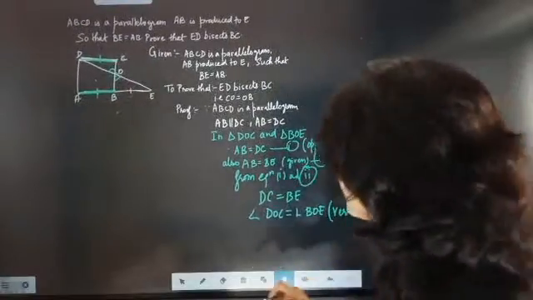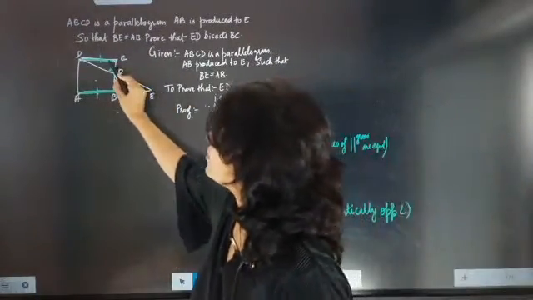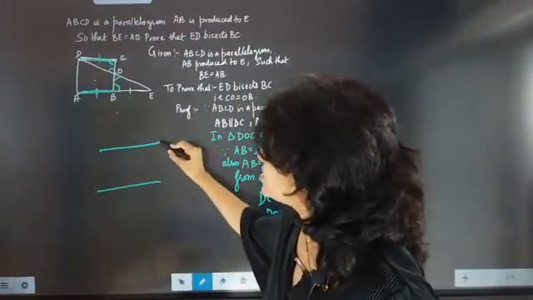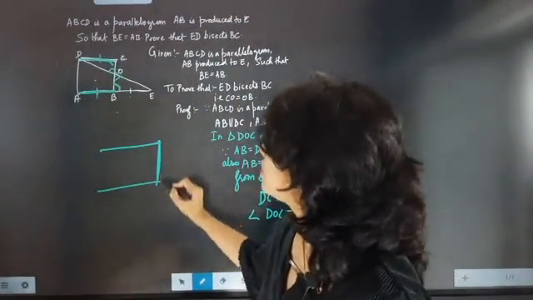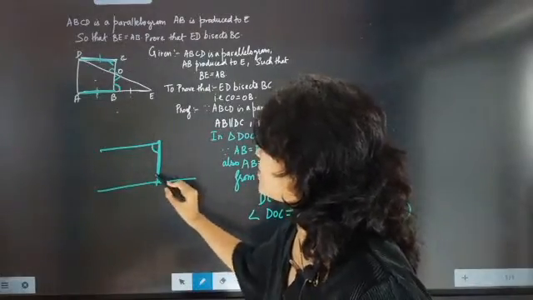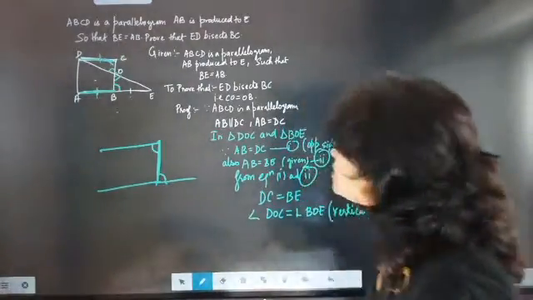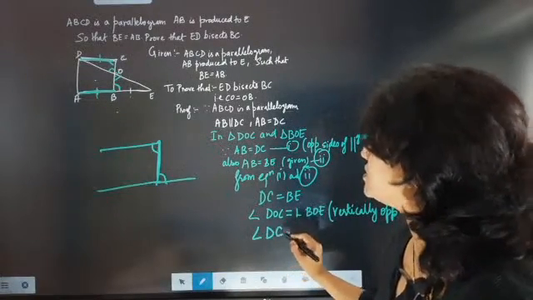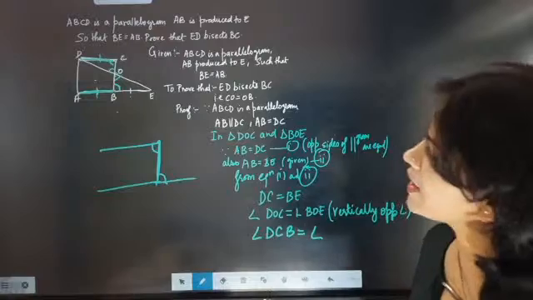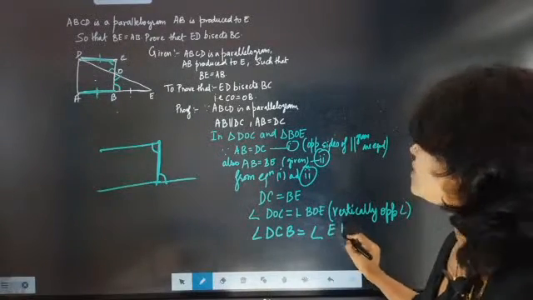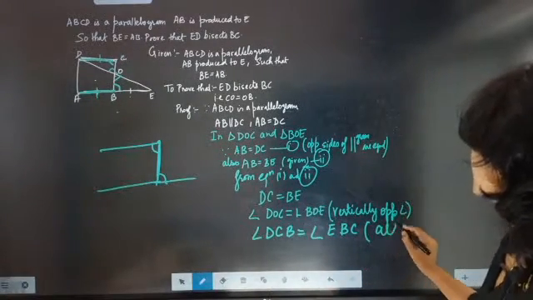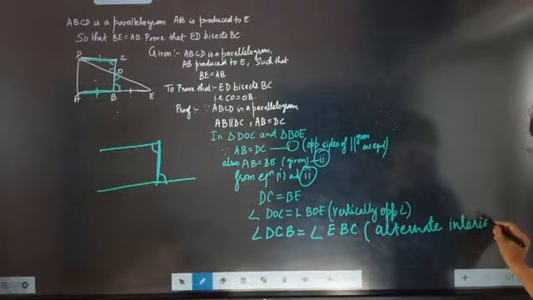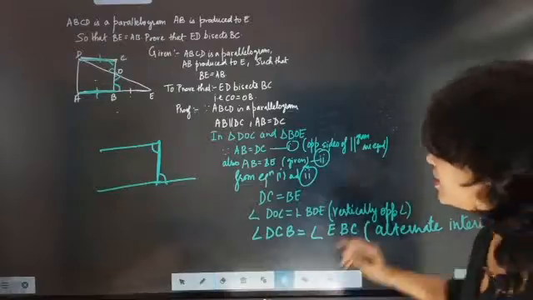Now next is beta, we know that this angle will become equal to this angle. Because this is parallel to this and BC will act as transversal, we can say that this angle will become equal to this angle, alternate interior angles. So we can say that angle DCB will be equal to angle EBC, alternate interior angle.